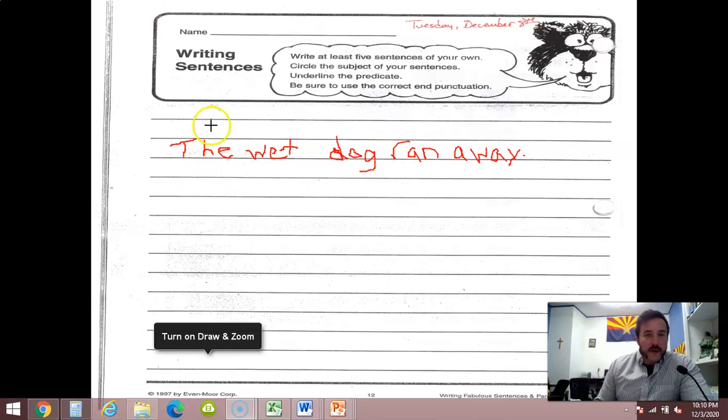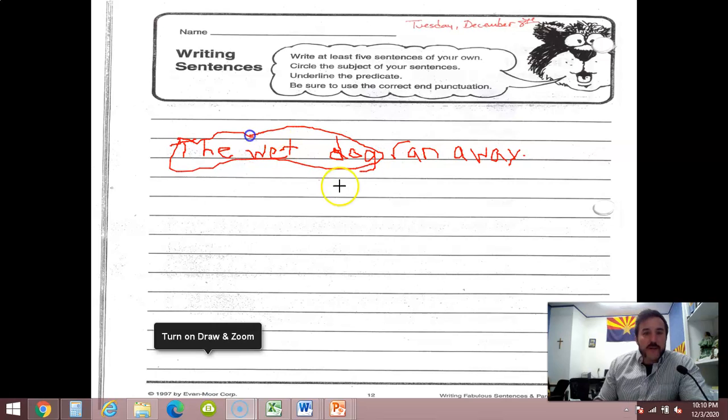So, there's my sentence. Do you see a capital letter? I sure do. And punctuation, period, yeah, just a declarative sentence, just a statement. The wet dog ran away. Not emotion, not a question, not anything. So let's go back up to the directions. Circle the subject of the sentence. Who or what is the sentence about? Well, the wet dog ran away. Who or what did something? The wet dog.